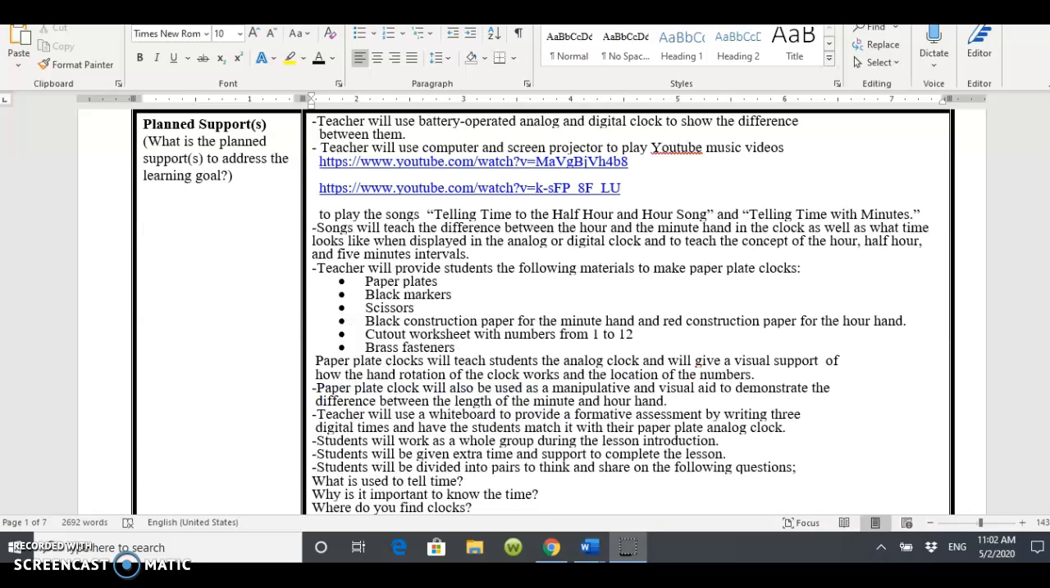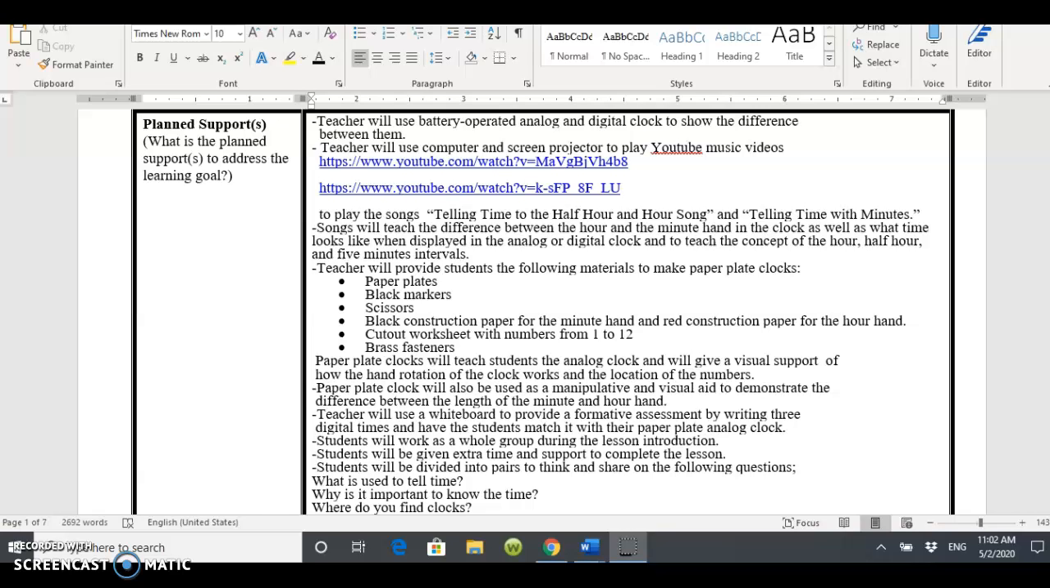Planned supports are as follows. Teacher will use a battery-operated analog and digital clock to show the difference between them. Teacher will use a computer and screen projector to play YouTube music videos. Links are provided below. To play the songs, telling time to the half hour and hour song, and telling time with minutes.